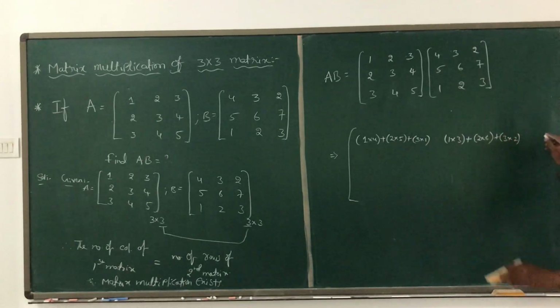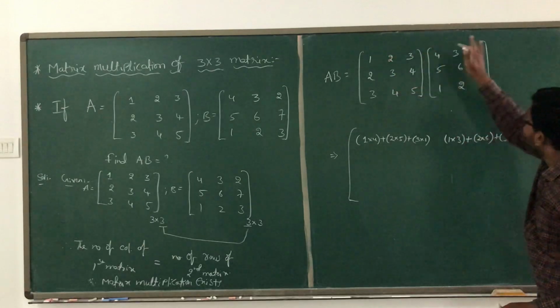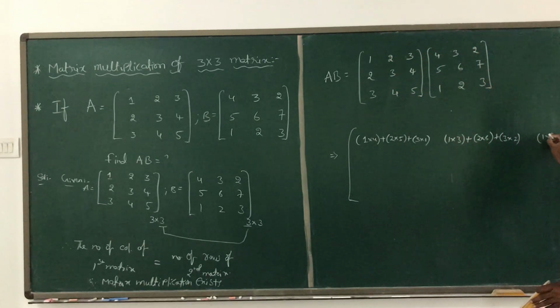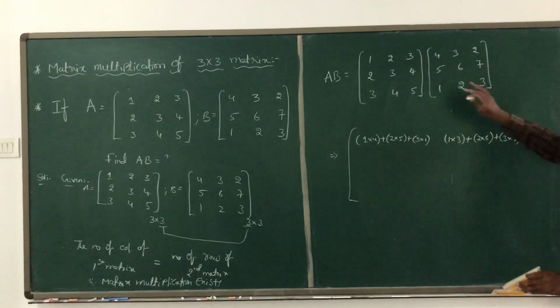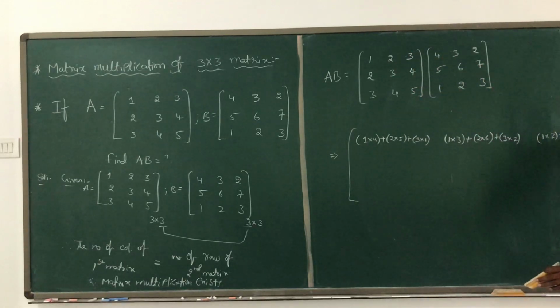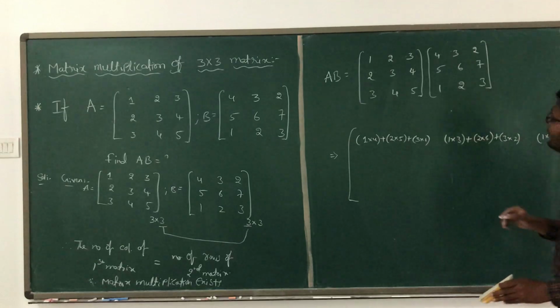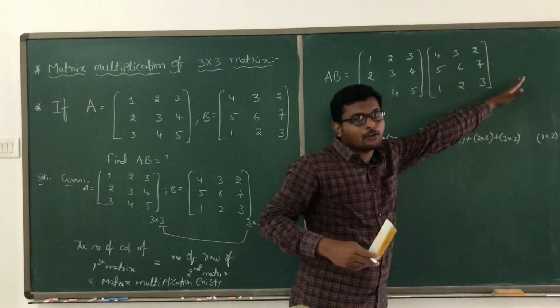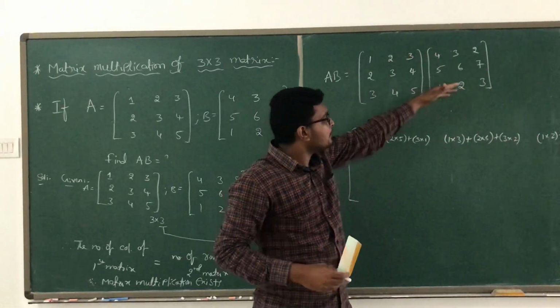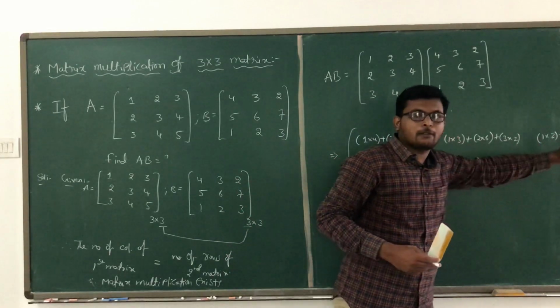What are you going to get there? 1 into 2, right? 1 into 2 plus this 2 into 7, right? Plus next 3 into 3. Clear? Now close the bracket. Why? Because there are no other columns here. Only 3 columns, so we are representing in 3 columns here.